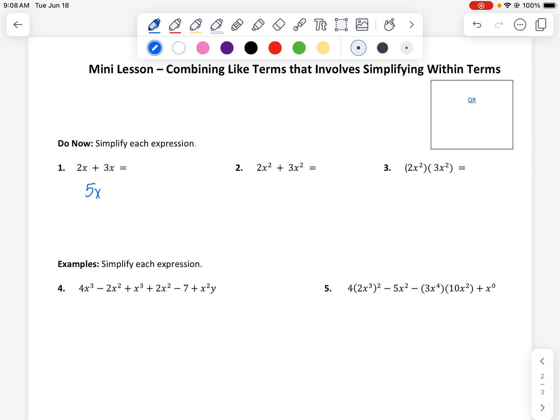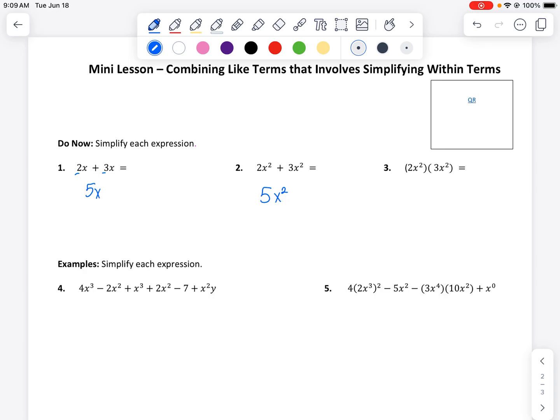They're like terms because they have the same variable to the same exponent, in this case x to the first and x to the first. So we add the coefficients and we keep the exponents. Similarly, in number 2, 2x squared plus 3x squared, since they're both x squared, we would have 5x squared. And a lot of times some strategies that you would use in other grades was either to use different underlines or colors or different shapes to box in your like terms.